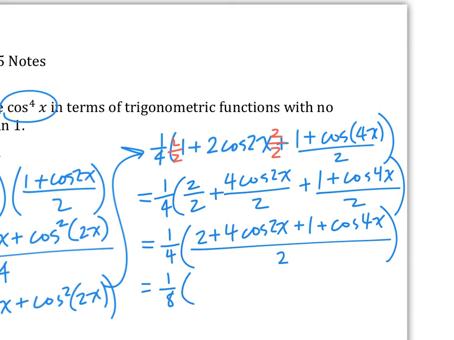And then I can see that there's a 2 and a 1 in there, so I'm going to combine like terms. 3 plus 4 cosine 2x plus cosine 4x. Now we're done. Was there any step in this algebra that was unclear? No. Okay, so when you do your homework, answers are all going to be written this way. So if you don't get it there, please try to get it there. It's a good algebra practice skill.